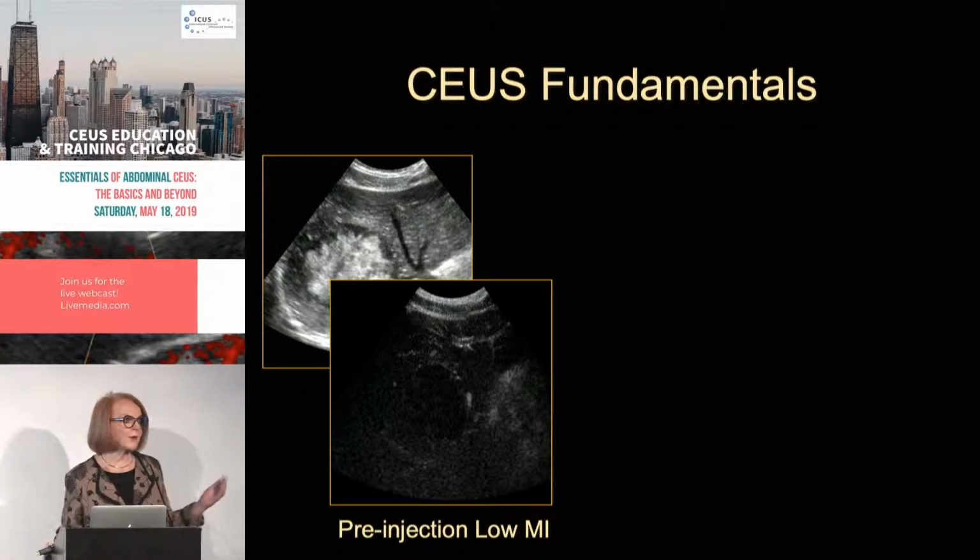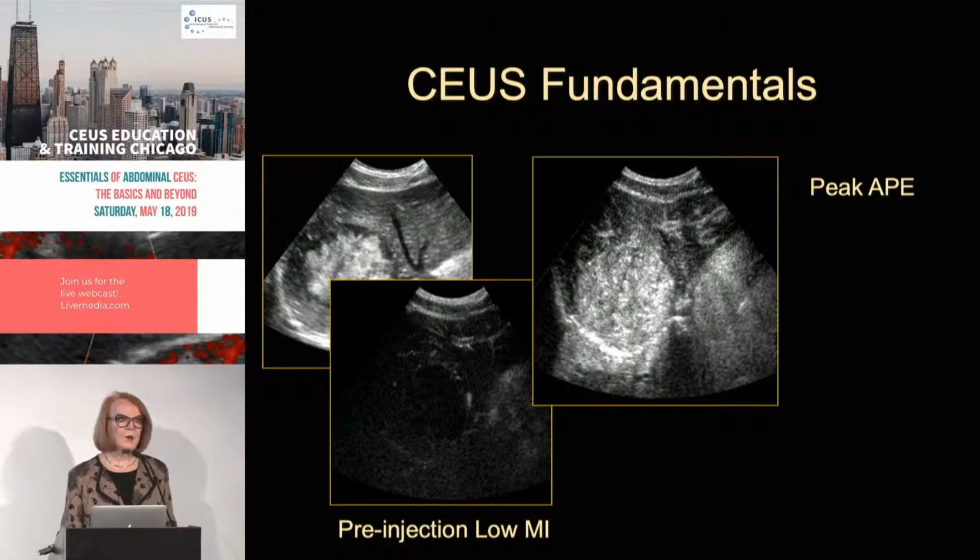So the thing that you have trouble suppressing is fat. So there's our picture before we inject the microbubbles. And then we always store the peak up to the peak of the arterial phase on a clip. And when we look at that peak image, you can see that there's our mass. And again, the mass appears white relative to the liver parenchyma.